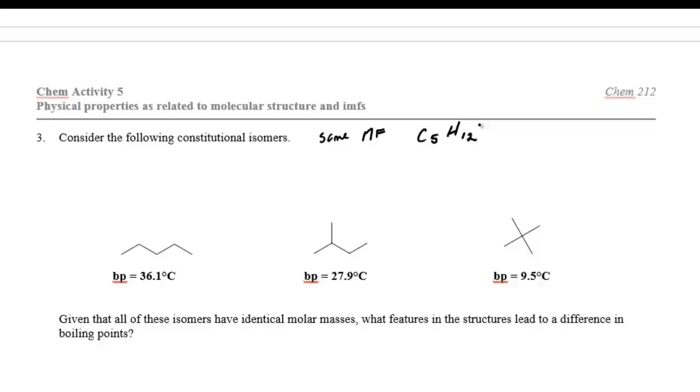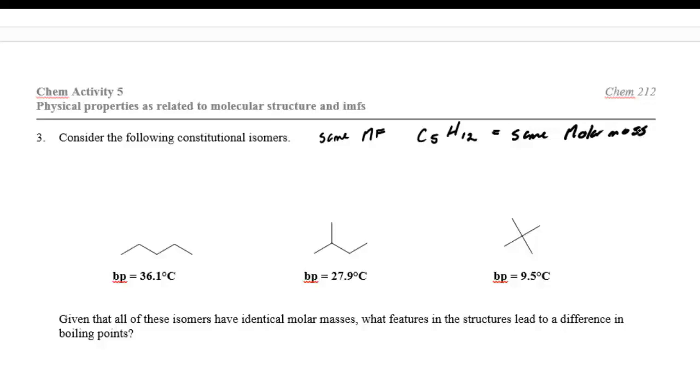They also differ in boiling point. Now, a minute ago we said that the boiling point is a reflection of the strength of intermolecular forces. And so although they have the same molecular formula and therefore the same molar mass, they do have differences in intermolecular forces. So how can this be?